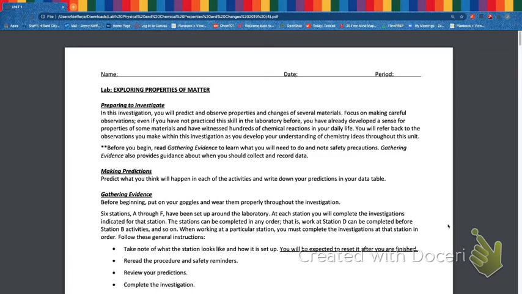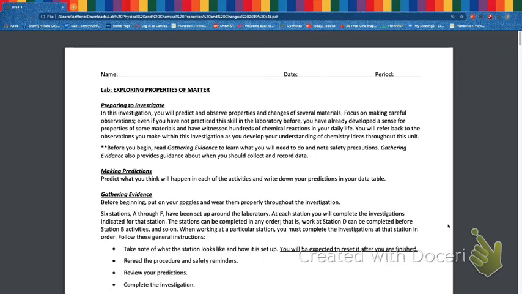Follow along while I read the directions here. In this investigation, you will predict and observe properties and changes of several materials. Focus on making careful observations, even if you have not practiced this skill in the laboratory before. You have already developed a sense for properties of some materials and have witnessed hundreds of chemical reactions in your daily life. You will refer back to the observations you make within this investigation as you develop your understanding of chemistry ideas throughout this unit and also the year.